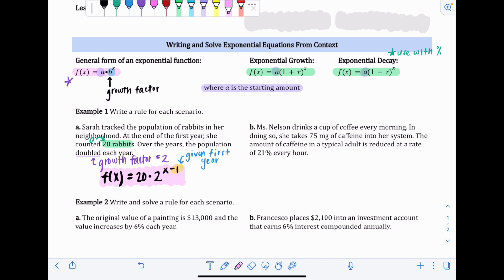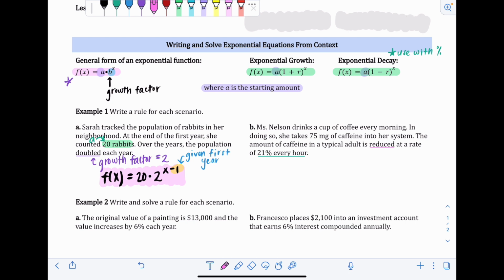Okay, so when we're deciding which type of formula to use, on this one we're given a percentage. So I would recommend choosing exponential growth or decay. And when you're deciding between those two, you need to look for a keyword that indicates whether it is increasing or decreasing. And this says that the amount of caffeine in a typical adult is reduced at a rate of 21% every hour. So that word reduced is an indicator word for decay. So if you see reduced, that means decay.